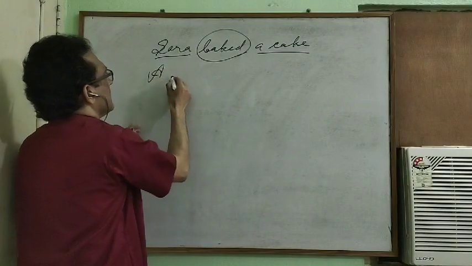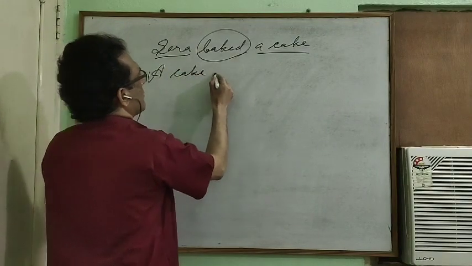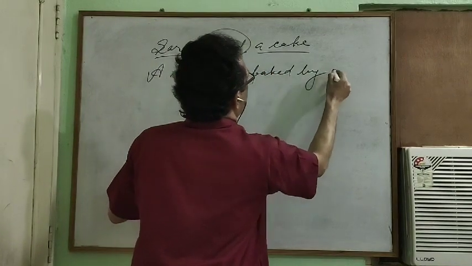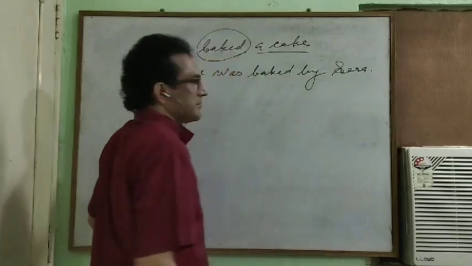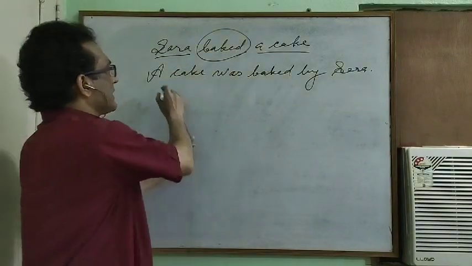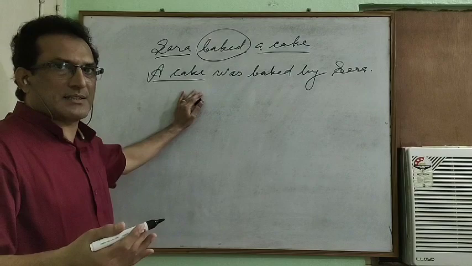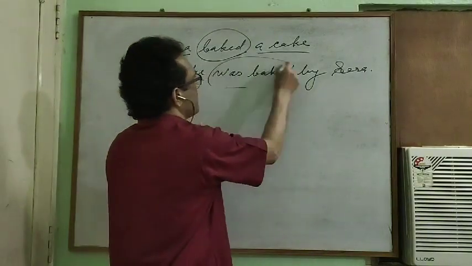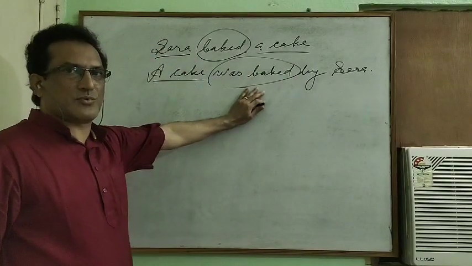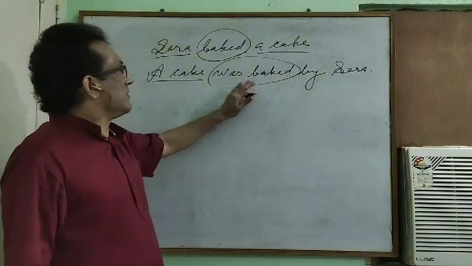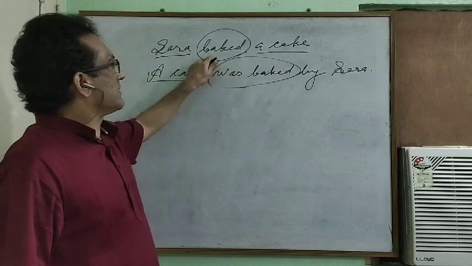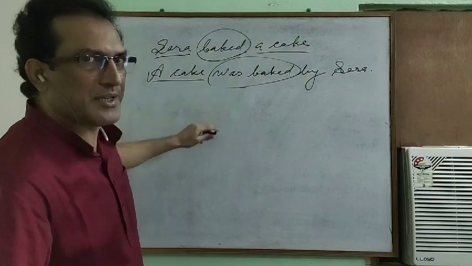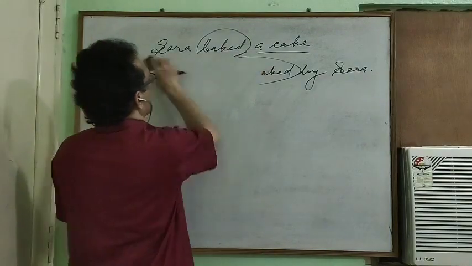Whereas a cake was baked by Sarah. So in this sentence, cake is the receiver of the action done by Sarah. What action did Sarah do? Sarah baked the cake. So was baked is said to be in the passive voice. Now, when you observe this, you find that some addition is made here. This addition is actually a form of be. So let us see what are the forms of be.